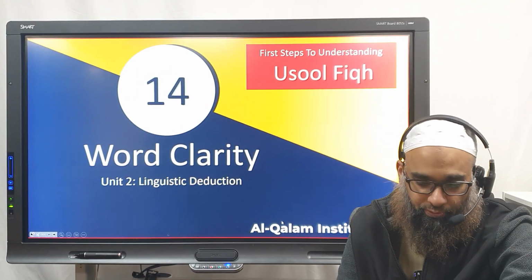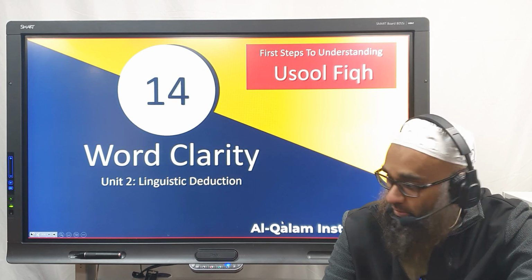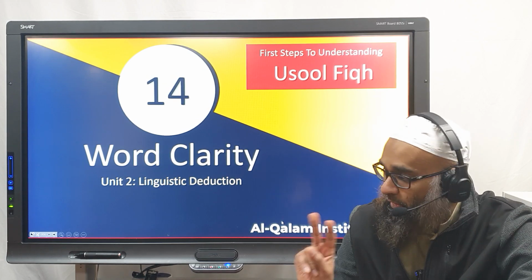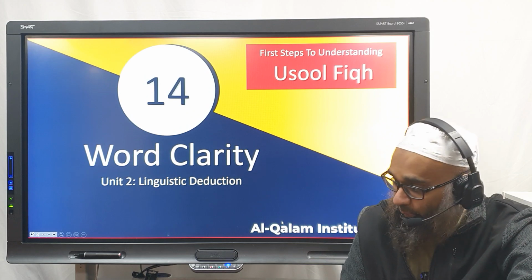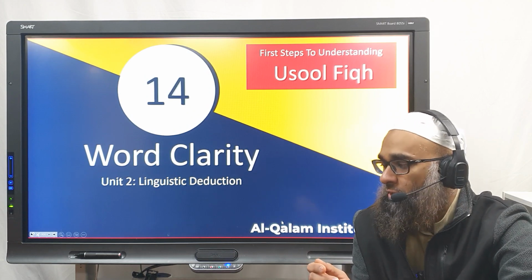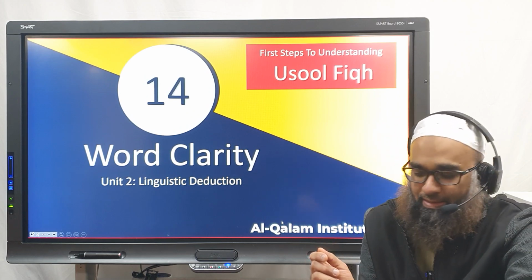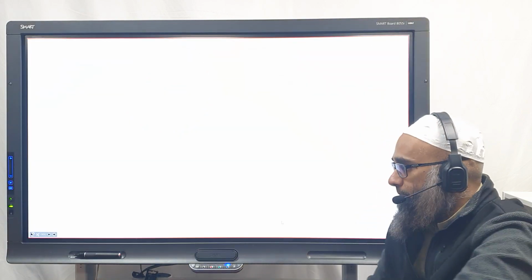So now we're moving on to linguistic deduction. In unit 2, we're going to have two parts. Part 1 is going to be linguistic deduction, and part 2 is going to be non-linguistic deduction. So the first thing we want to look at is word clarity. So let's have a look at this.